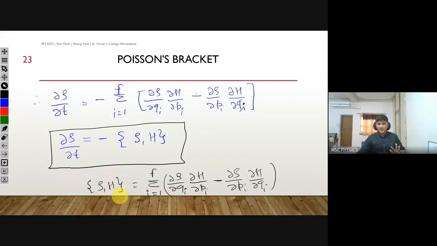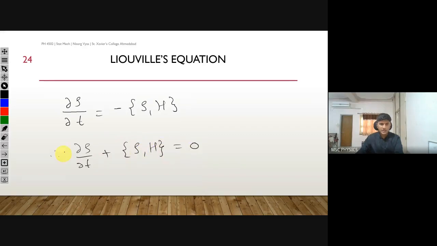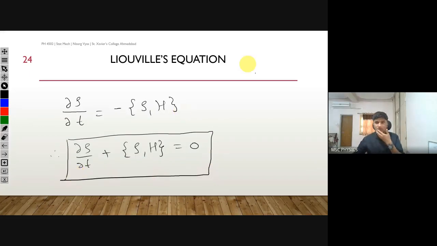You have not studied these terms in classical mechanics, I know, but just remember this. This is a Poisson bracket, and this is how simply you can write this equation. This is called Liouville's equation. Del rho by del t equal to negative of Poisson bracket of rho and H. And you can write the same equation as del rho by del t plus Poisson bracket of rho and H equal to 0. This is Liouville's equation. There was a scientist called Joseph Liouville, and he came up with this equation.